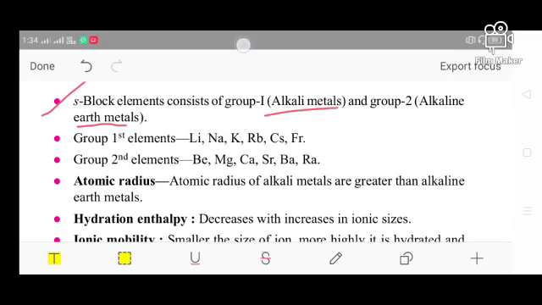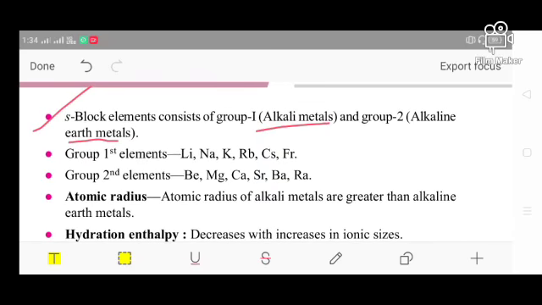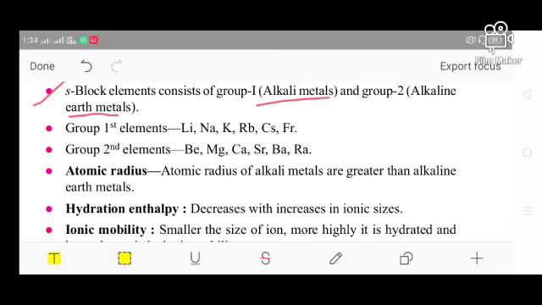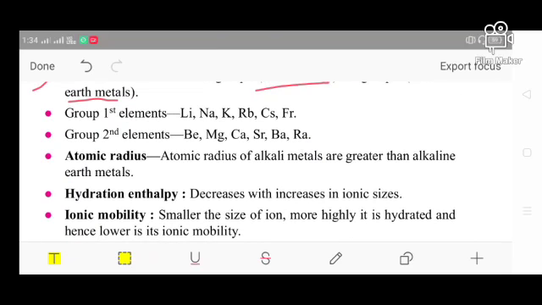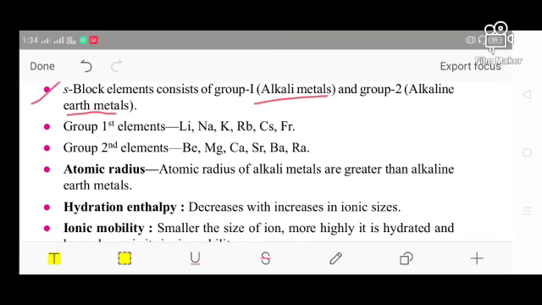And in the case of group 2 elements, what is that? For the group 2 elements, the last valence shell is also the S block. But the difference is that the group 2 elements have the outermost orbital totally filled, that means the S orbital is totally filled. Where the group 1 has a half filled S orbital, the group 2 has a completely filled S orbital.